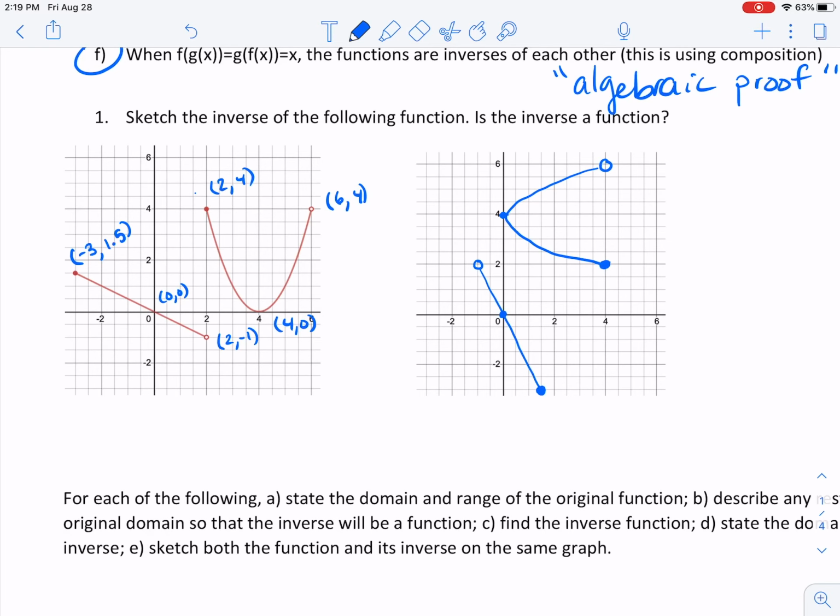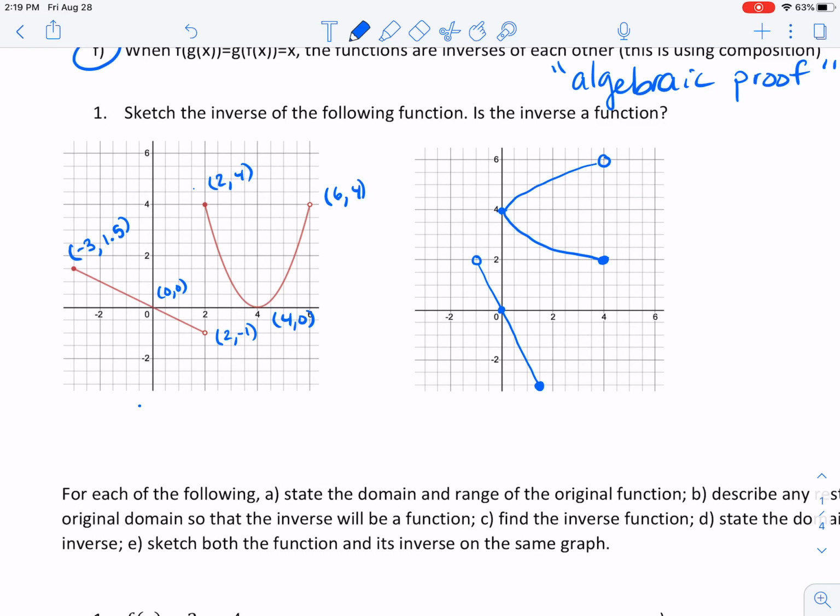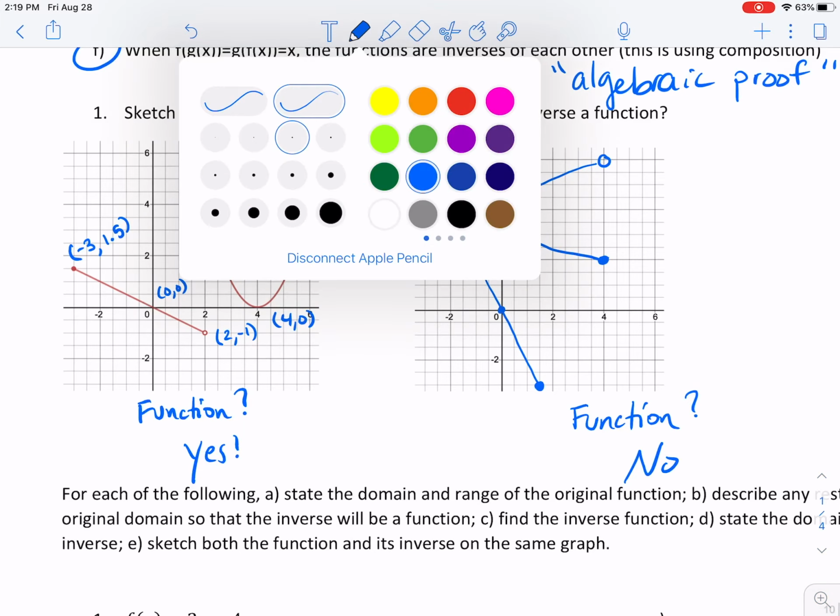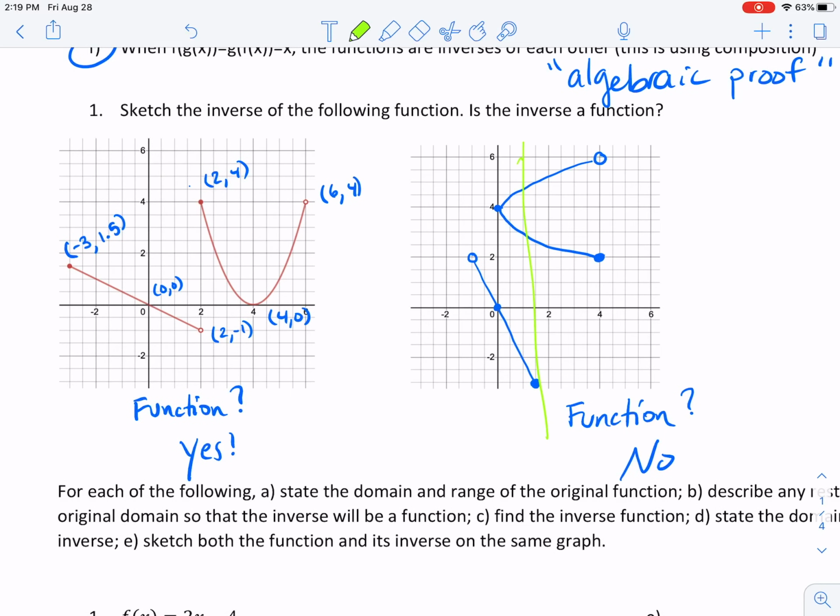Notice our original function is a function. So the question is, is this one a function? The answer is yes. Then we ask the question, is this a function? And we would say, no, it's not. Notice right through here, well, actually, there were a few places where I failed the vertical line test. I failed it right in here. I've got 1, 2, 3 values that have the same x value but different y values. So this one is absolutely not a function. The inverse is not a function.